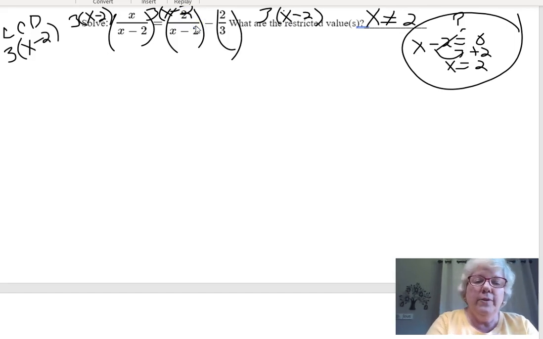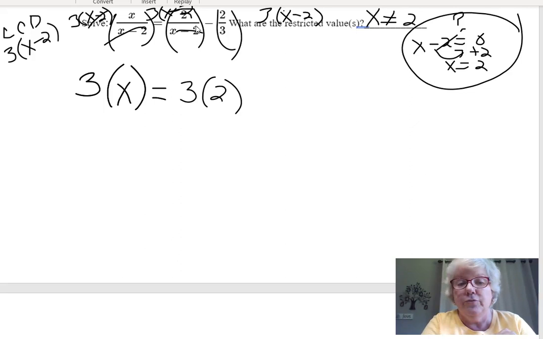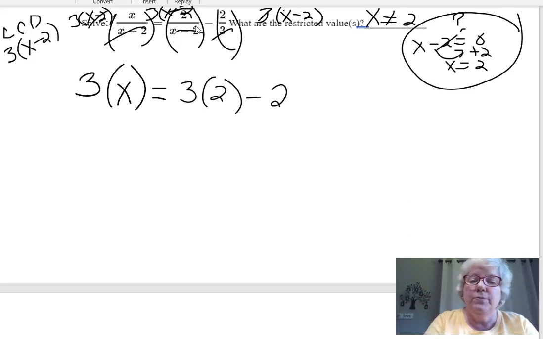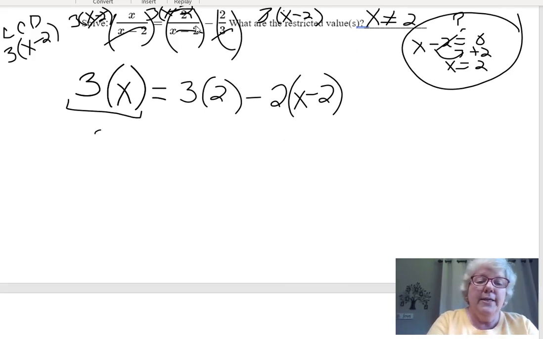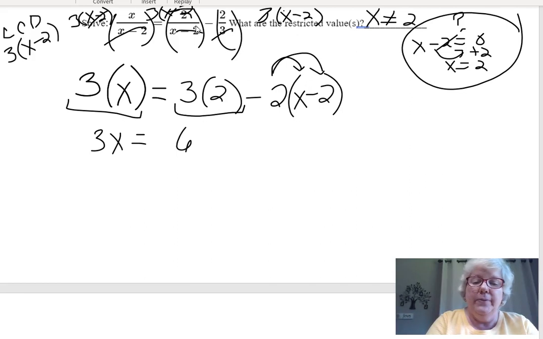All right, with the first one, the x minus 2 cancels, and it leaves me the 3 and the x. Bring down the equals. With the second fraction, the x minus 2 cancels, and that left a 3 and a 2 from the original fraction. Bring down the subtraction. In the last fraction, only the 3 cancels, so that leaves me my 2 and my x minus 2. So let's see what we have. 3 times x is 3x. 3 times 2 is 6. Use the distributive property on the back here, and I get negative 2x plus 4.